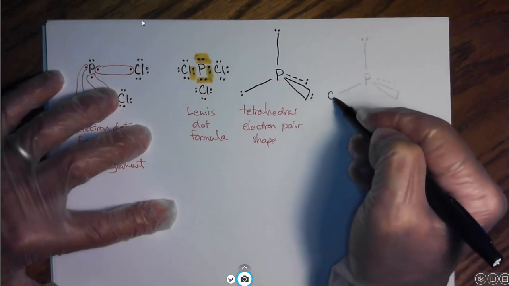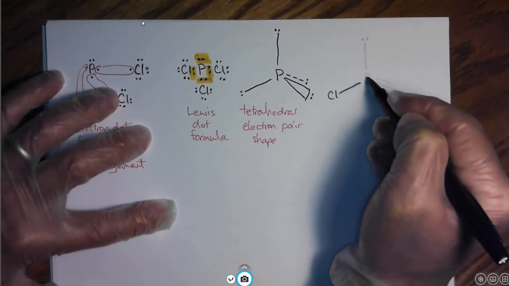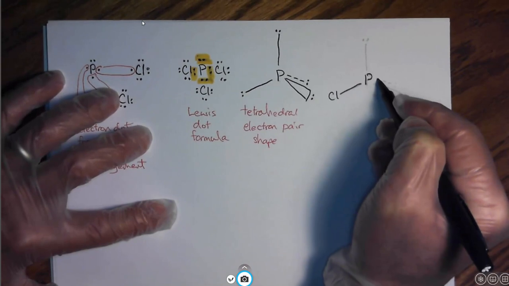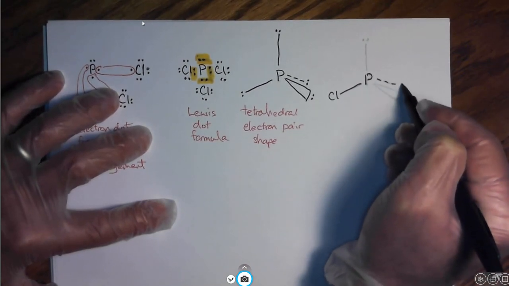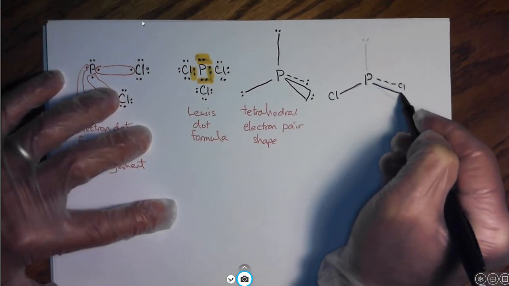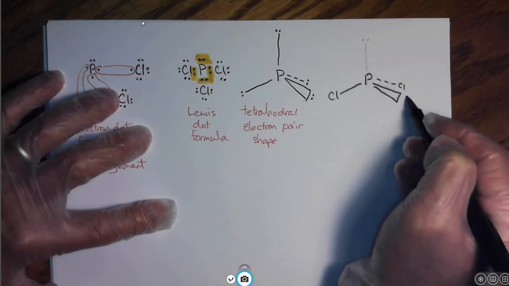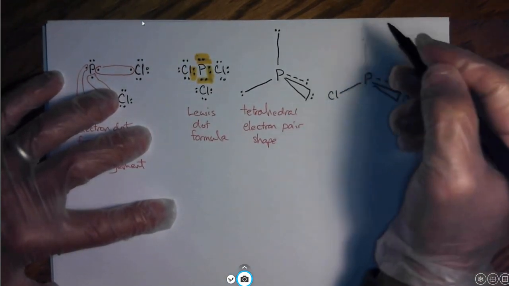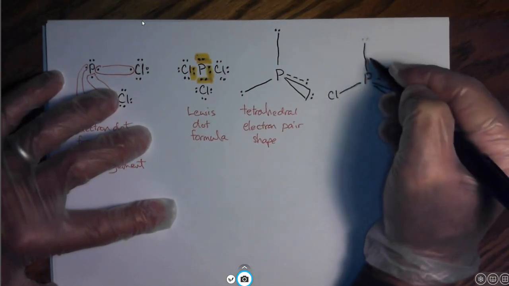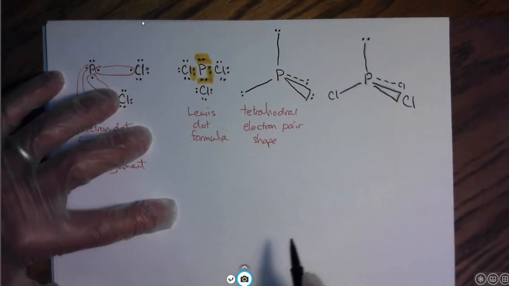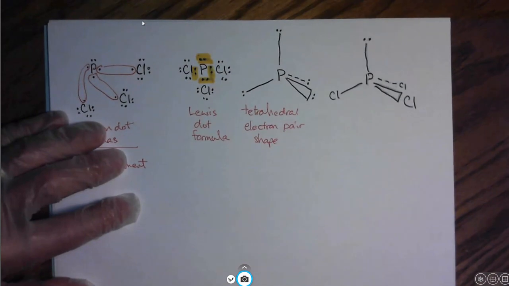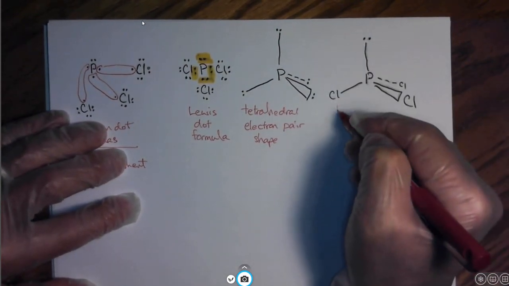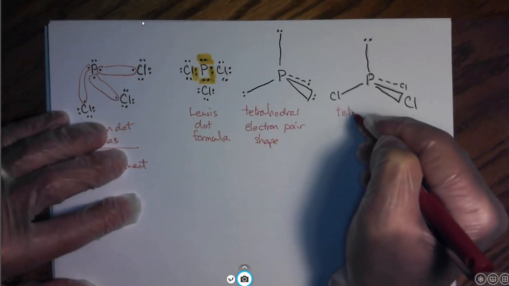So that we got a chlorine here, and a chlorine back here, and a chlorine out in front here. Okay? And then we still have this pair of electrons here. All right? The geometry is still tetrahedral. We didn't change the shape of it.